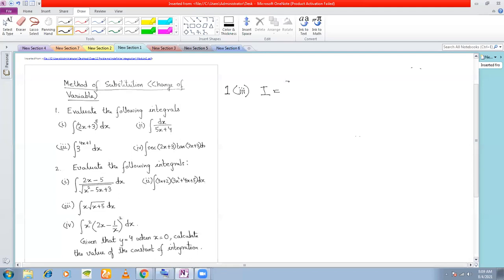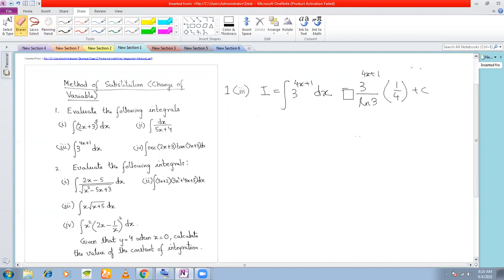Integral 3 to the power of 4x plus 1 dx. Okay. What should be the answer? Integral a to the power of x. The power here is a linear function. So first we integrate normally: a to the power of x by log a, divided by the derivative of 4x plus 1. This should be your answer, right?